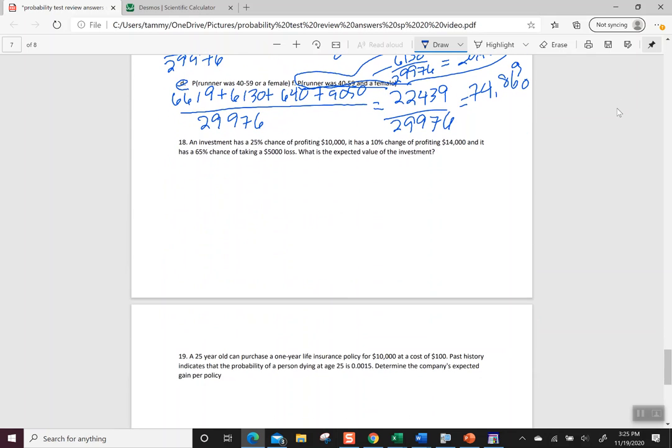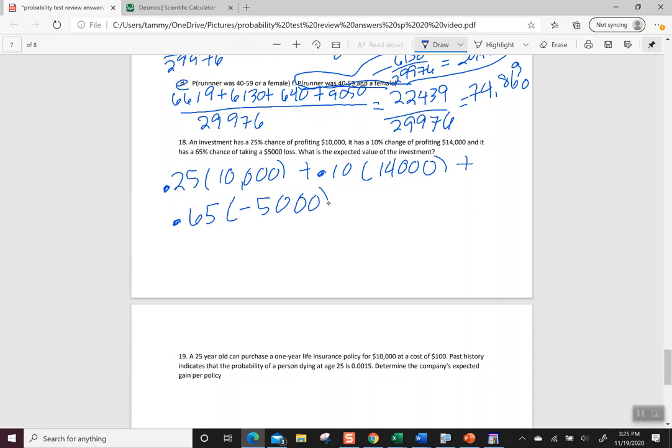All right, 18 says an investment has a 25% chance of profiting $10,000. It has a 10% chance of profiting $14,000, and it has a 65% chance of taking a $5,000 loss. What's the expected value of the investment? Right, so 25% chance of 10,000 plus 10% chance of 14,000, and then 65% chance. Make sure you put the negative to show it's a loss. So expected value is the probability of each outcome times the outcome, and then add it all up. This comes out to $650.